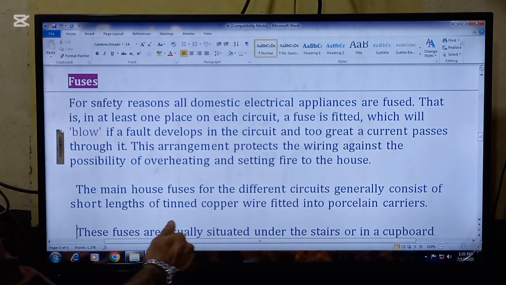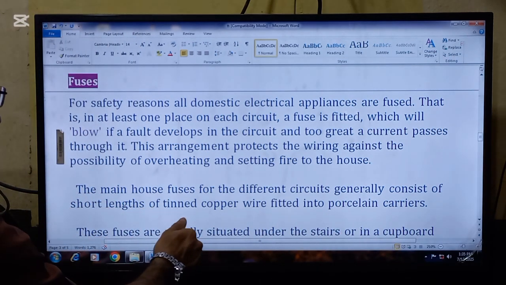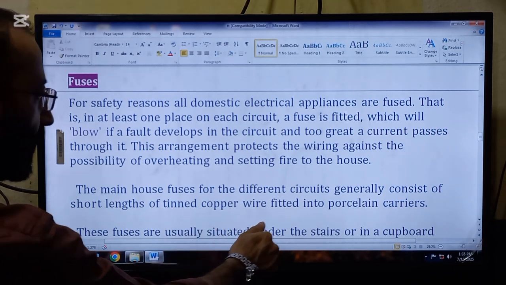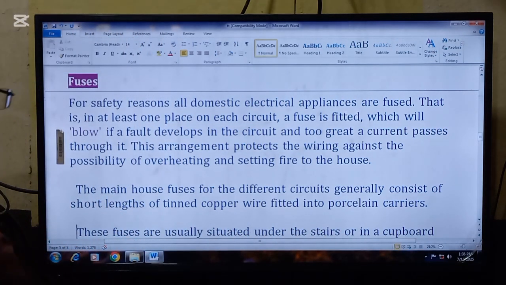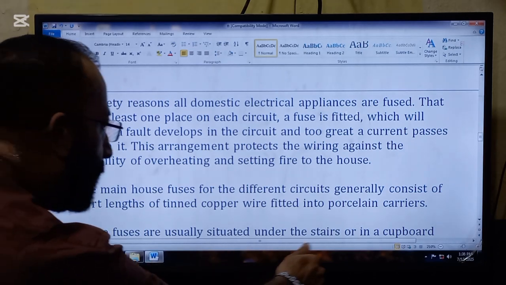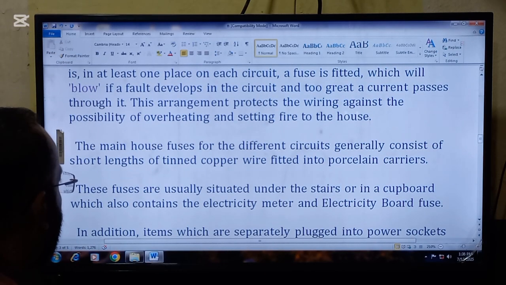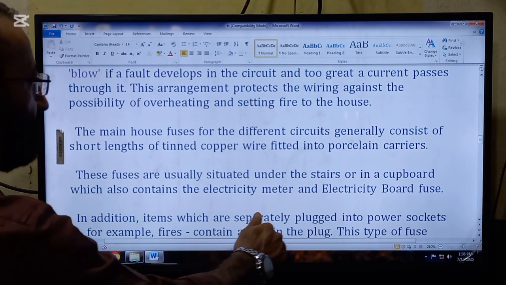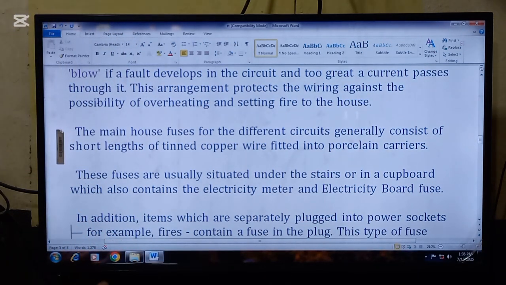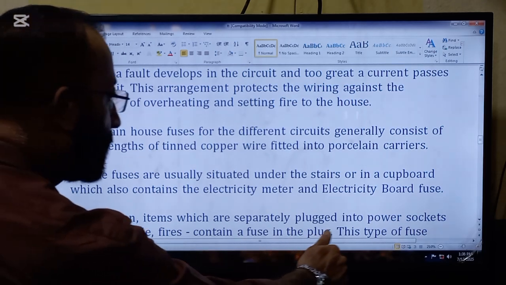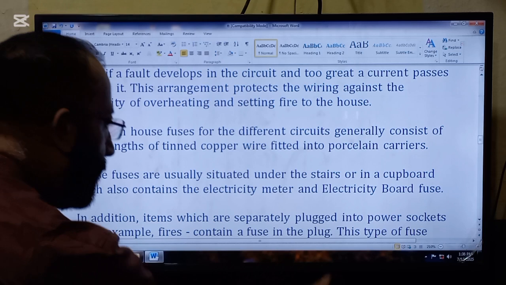The main house fuses for the different circuits generally consist of short lengths of tinned copper wire fitted into porcelain carriers. These fuses are usually situated under the stairs or in the cupboard, which also contains the electricity meter and electricity board fuse. In addition, items which are separately plugged into power sockets, for example fires, contain a fuse in the plug.